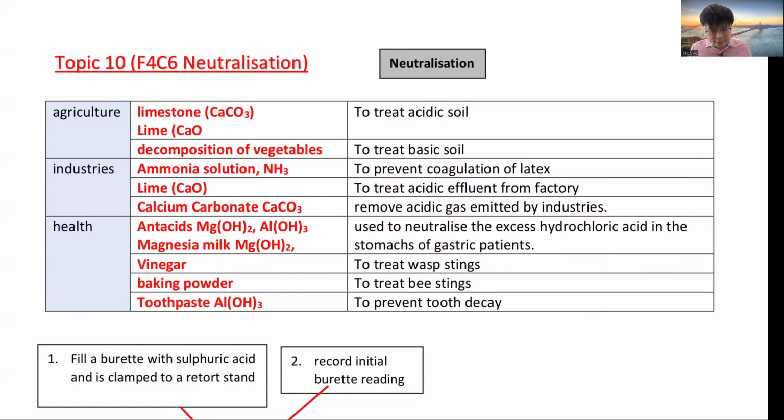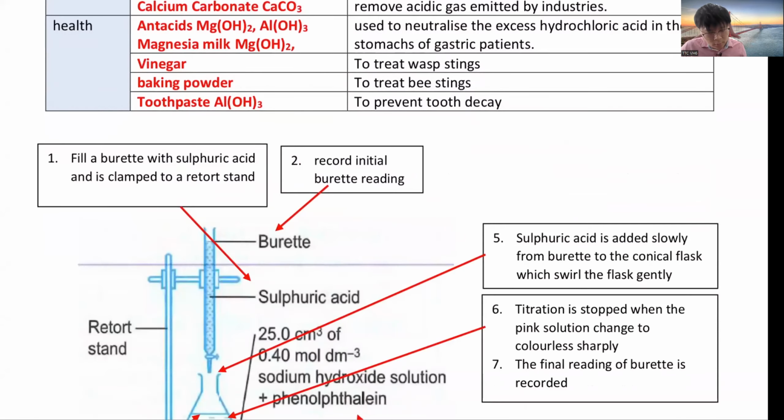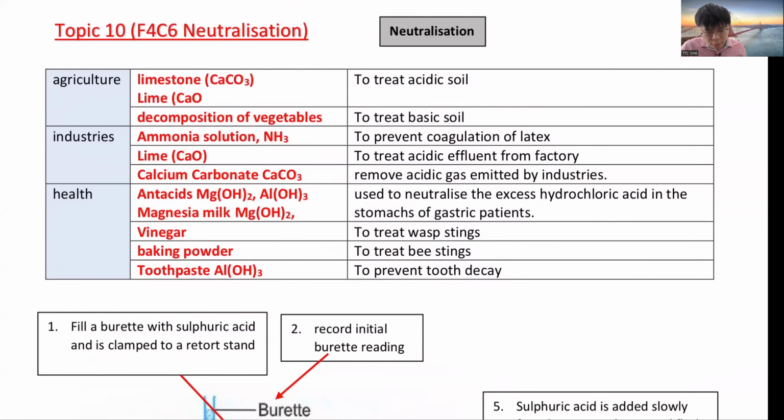Okay, so we'll go for topic 10, which is neutralization. For neutralization, if you want to treat a wasp sting, you need vinegar, because a wasp sting is an alkaline poison. So you need vinegar, which is acidic, to neutralize it.